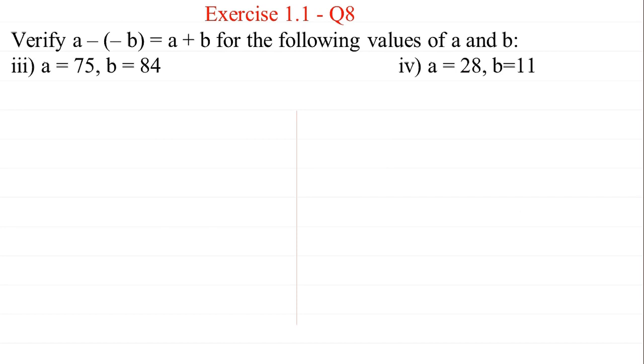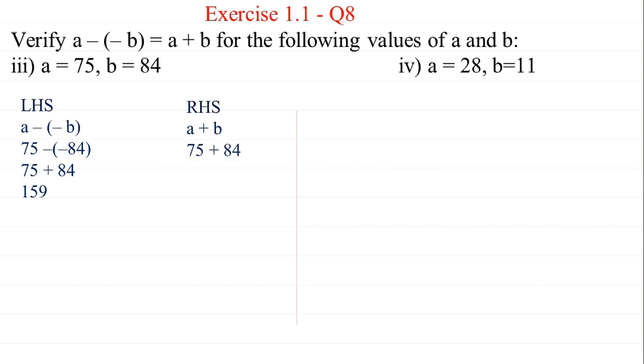The next part is the third part, where a is 75 and b is 84. Again, the left hand side expression is a minus of minus b. Let's substitute the values of a and b as 75 and 84. Then again minus into minus would be plus, and when we add them, we'll get the answer 159. Now we'll start with the right hand side. The expression is a plus b. So we'll substitute the values of a and b as 75 and 84. Now we need to add. When we add 75 and 84, we'll get 159.